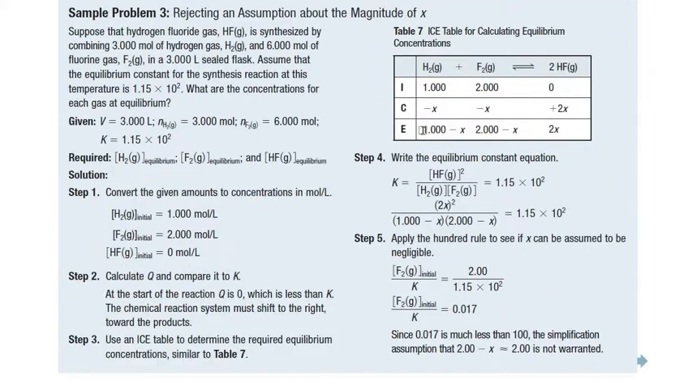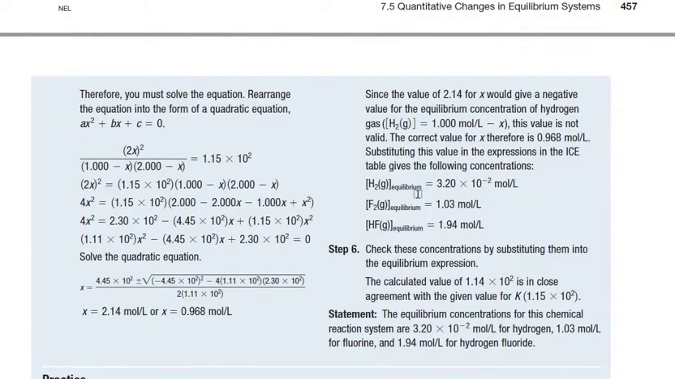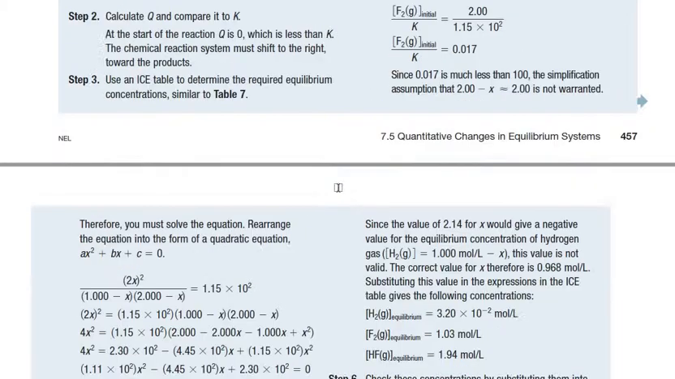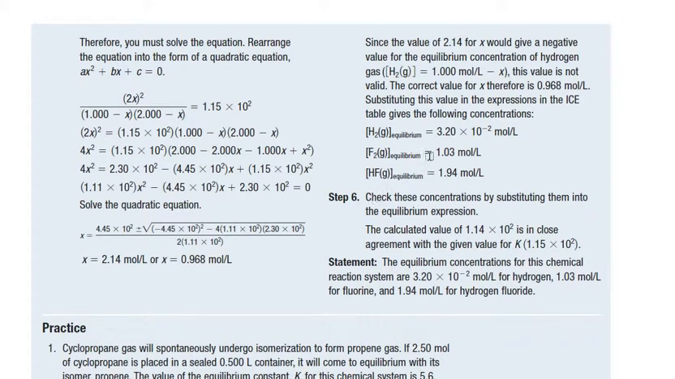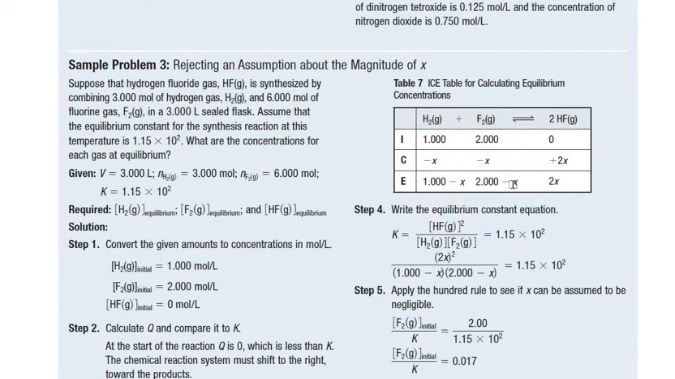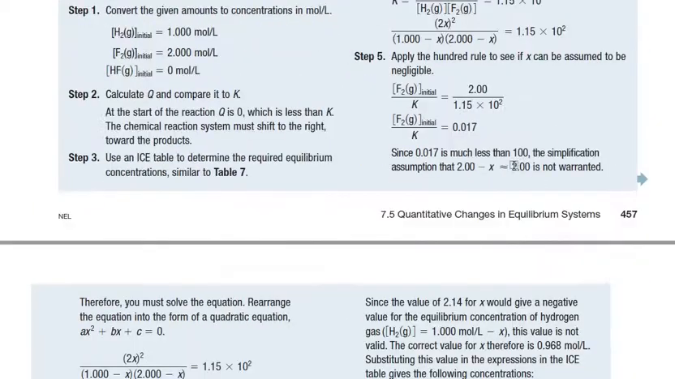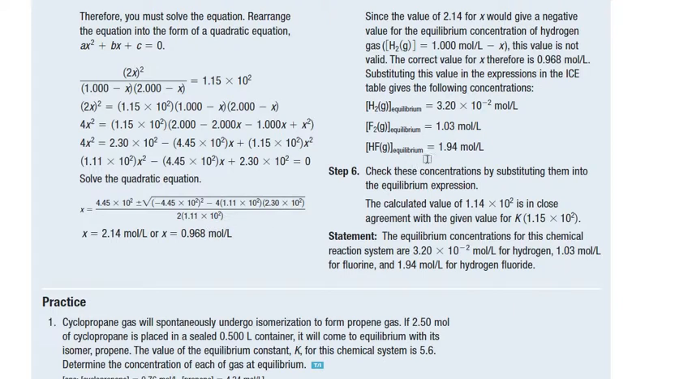Then we substitute it here, 1 minus x, 2 minus x, and 2x for all these three compounds, and then we find the equilibrium concentrations. For example, for H2 we have 1 minus 0.968, which will give us 3.2 times 10 to the power of negative 2. For fluorine we have 2 minus 0.968, which is 1.03, and for HF we have 2 times x, which is 2 times 0.968, which is 1.94. So these are the equilibrium molar concentrations.